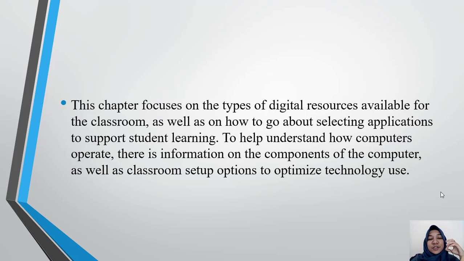This chapter focuses on the types of digital resources available for the classroom, as well as on how to go about selecting applications to support student learning. To help understand how computers operate, there is information on the components of the computer, as well as classroom setup options to optimize technology use.